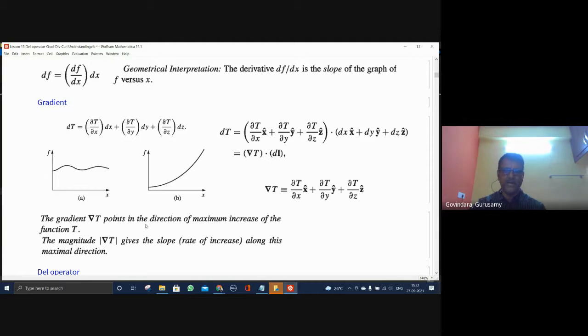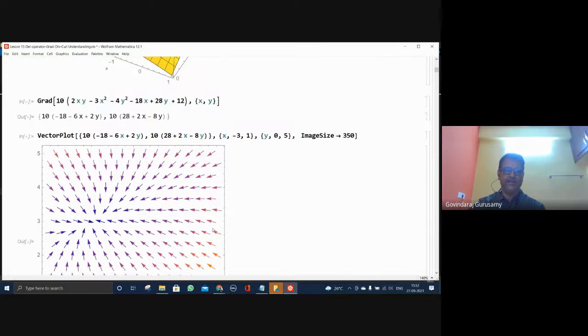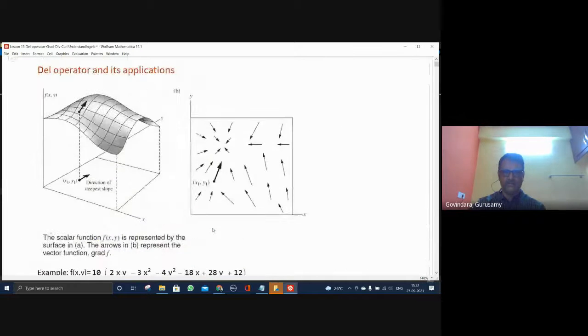So gradient points in the direction of maximum increase of the function T, where this T function, which is a scalar, is getting converted into a direction, where there is some magnitude involved and direction also involved. When I take a gradient of a scalar, that gets converted into a vector quantity, and the magnitude gives you the slope along this maximal direction. So that is the meaning of a gradient here.